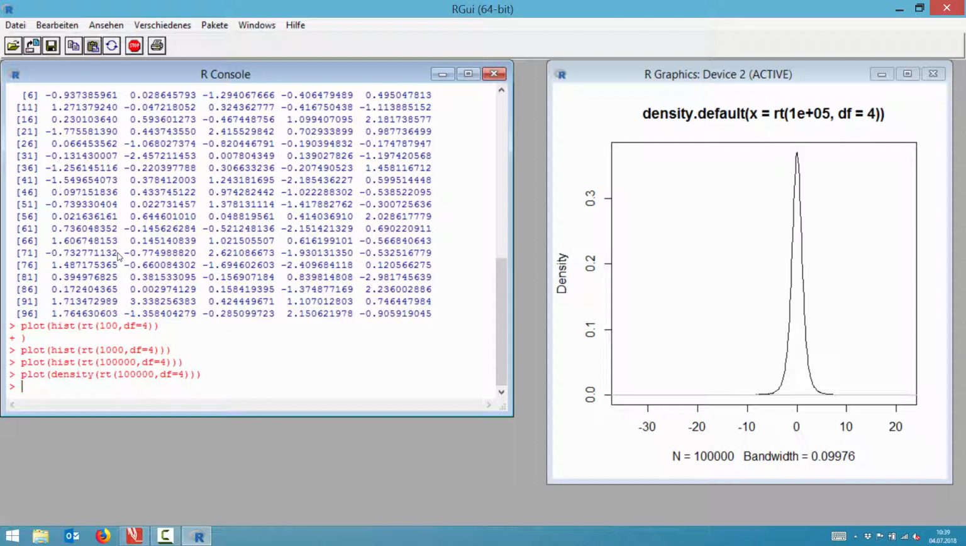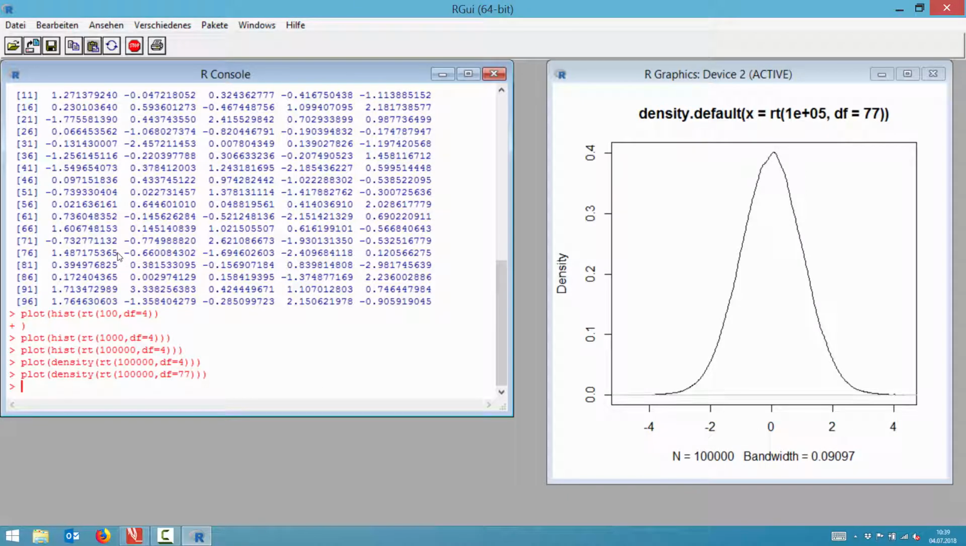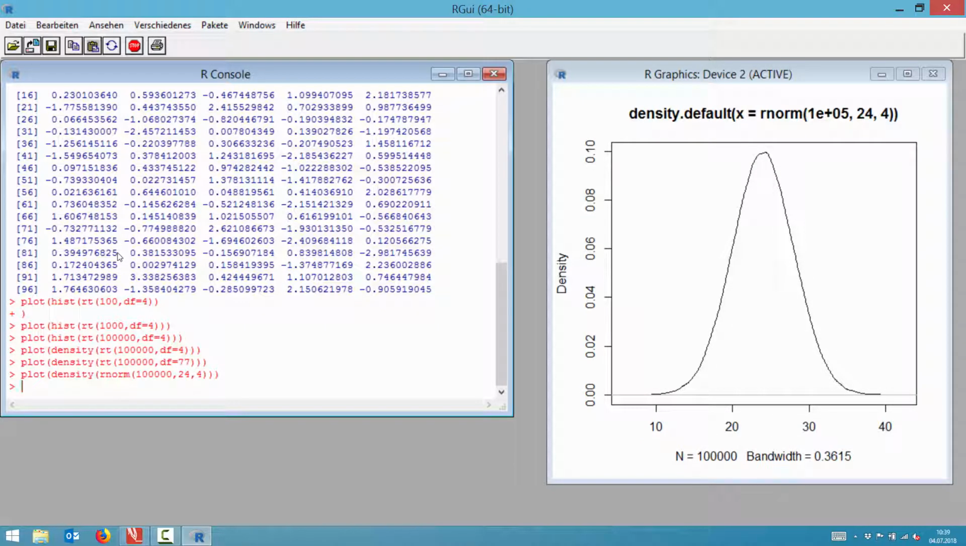Let's take another distribution. 77 now looks like this. You can do the same for a normal distribution, rnorm, and just need different parameters. Now let's say 24 and 4. And now you get a normal distribution.